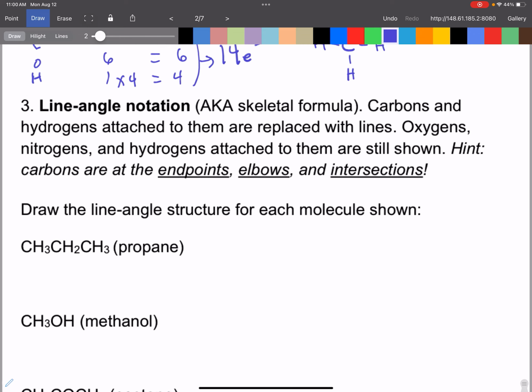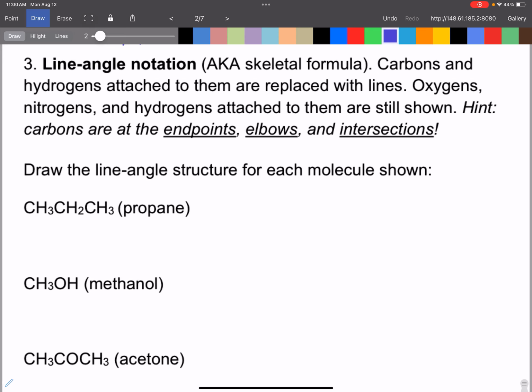So what we do in line angle notation is that the carbons, and the hydrogens that are attached to the carbons, are replaced with just lines. We're still going to show oxygens and nitrogens and fluorines and chlorines and everything else. We're going to write out the symbol, and any hydrogens attached to those types of atoms we're going to show as well. So the big hint here is that carbon atoms are at endpoints, elbows, and intersections. You're going to hear me say that quite a bit. Just as an example, we'll draw some line angle structures for these.